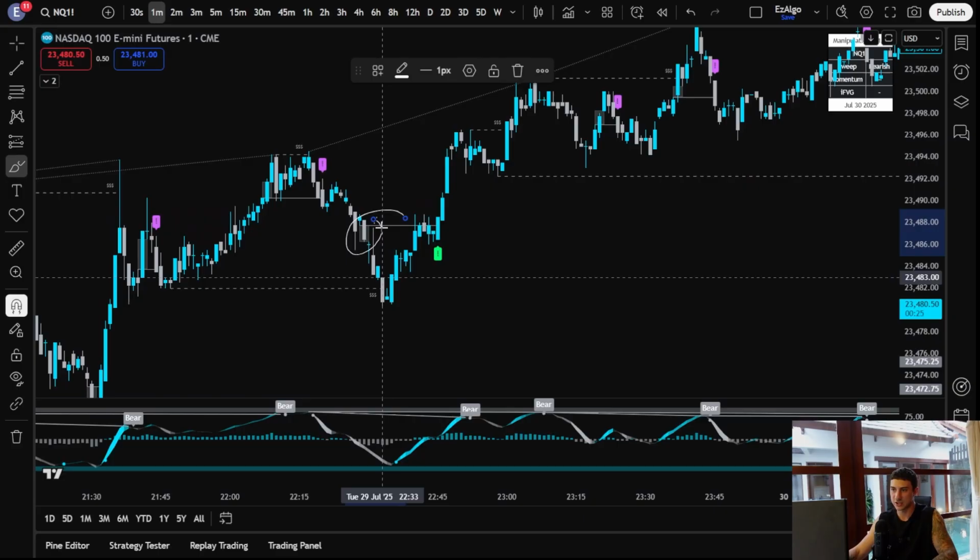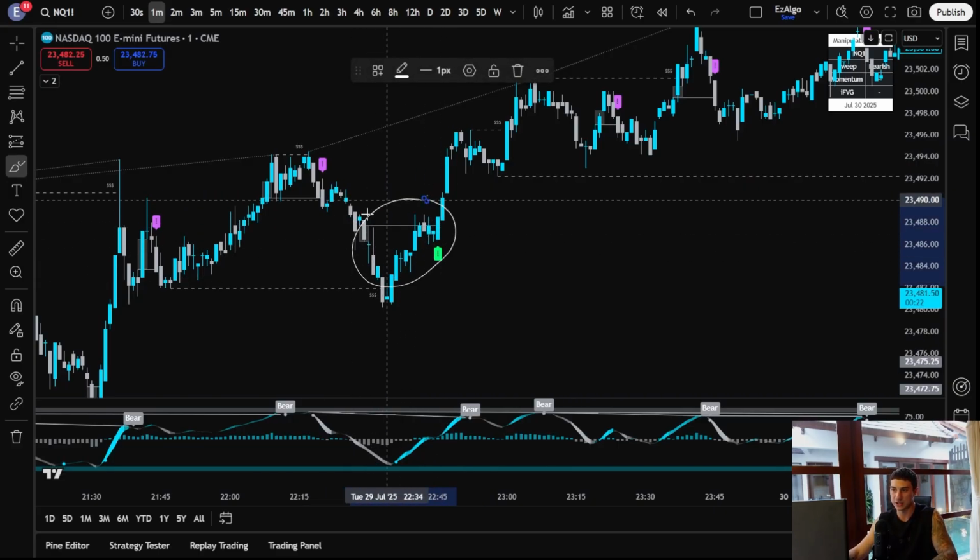Long position, I wouldn't take this one. This fair value gap is way too small and this wasn't a V-shaped reversal.